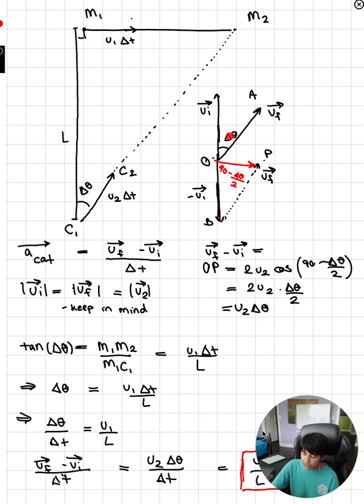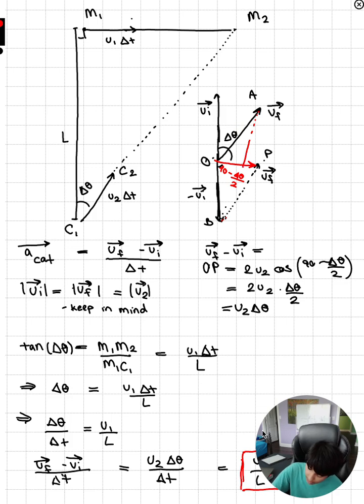If this is del theta, these two angles should be the same since a parallelogram's diagonals bisect its angles. Therefore, this angle will be equal to 90 minus del theta over 2. If this angle is 90 minus del theta over 2, then for UF minus UI we can apply the Pythagorean theorem by dropping a perpendicular here. I haven't really shown the work, so I'll just do it on screen now. We can drop the perpendicular.